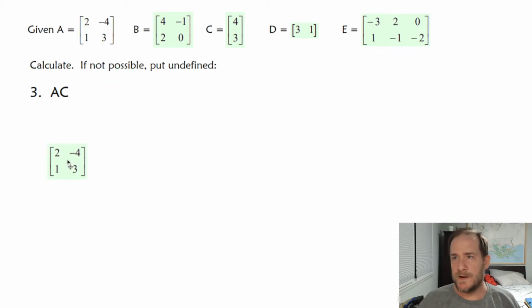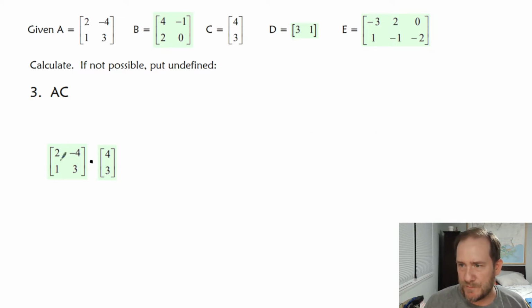Now we're getting there. So grab an A, grab a C. Alright, these guys do not have the same dimensions, and that's fine, because for the product to be defined, we said you just need the inner dimensions to match. So what's this guy's dimensions? 2x2? What's this guy's dimensions? Well, there's 2 rows, but only 1 column. So we check to see those inner dimensions.